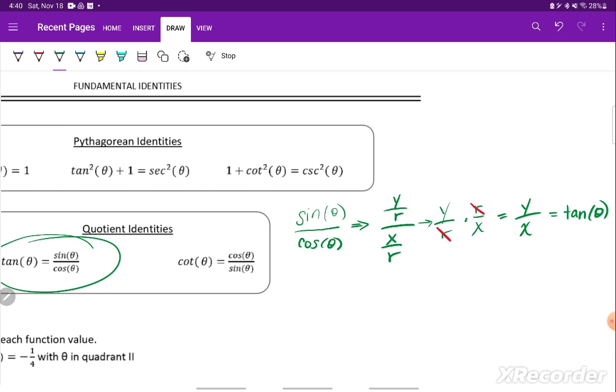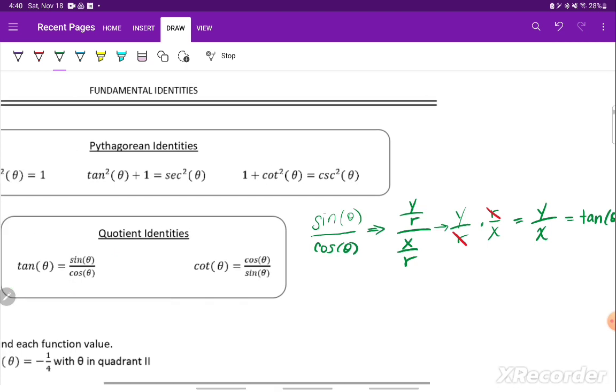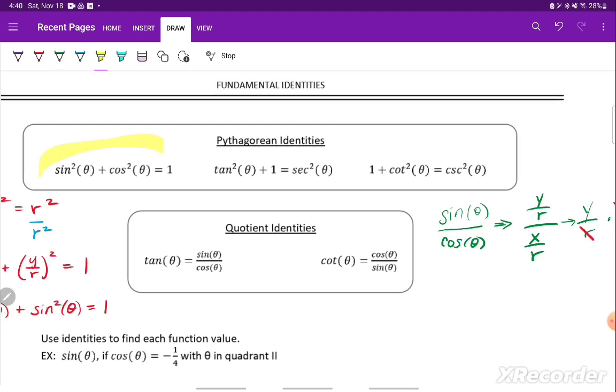So tangent is sine over cosine. Cotangent is the reciprocal of that, cosine over sine. Again, these are super important. Definitely this one, and definitely both of these. Got to be really comfortable with them.